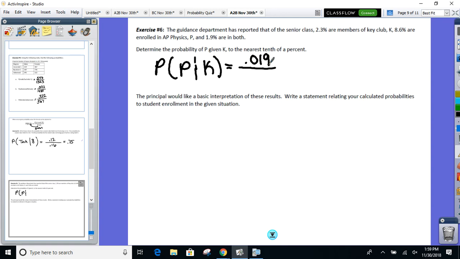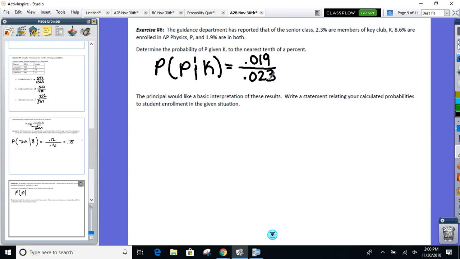Okay, guys. Don't tell me the number. What should go on the bottom? The given, right? What's a given to us? That you're already in Key Club. So what is the chance you're in Key Club? Everyone says 8.6 because it's just attached to the K, but it's the 2.3. So 0.023. We okay on where these numbers are coming from? I do not need that 8.6 at all.